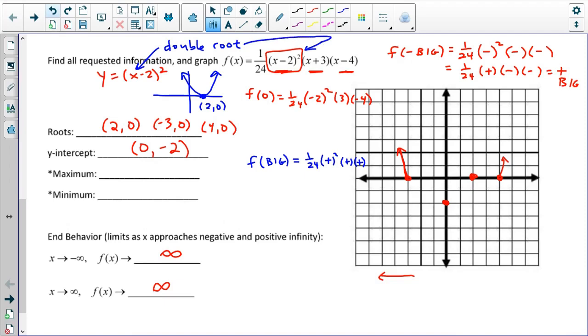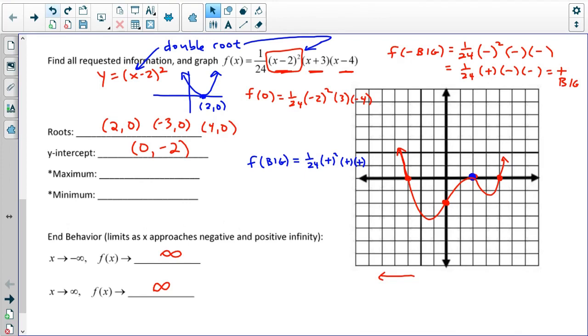So at the point x equals 2, this is going to bounce. So it's going to cross at every other point. So it's going to cross. Then at this point, it's going to bounce. And then it will cross the axis again at 4. And so this is a rough sketch of what my graph is going to look like.